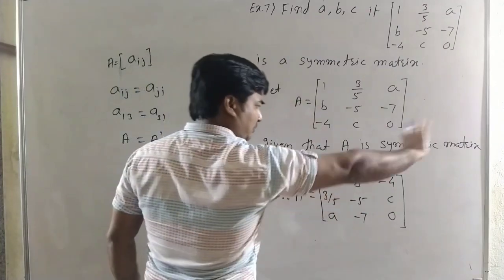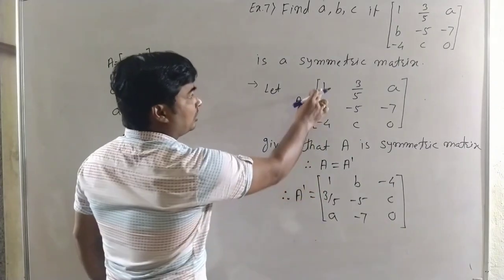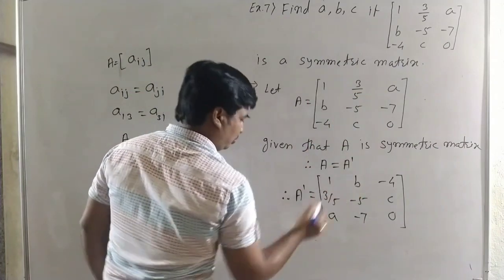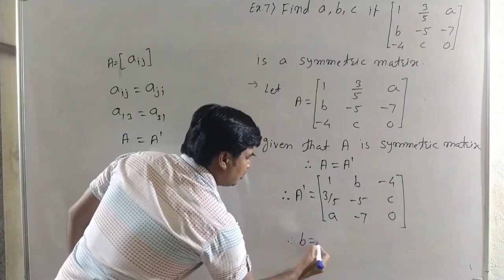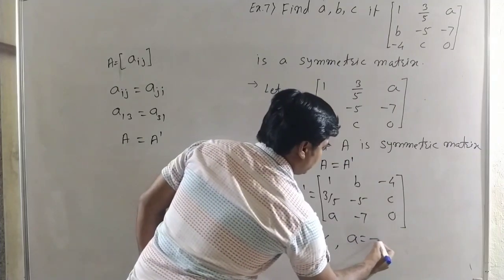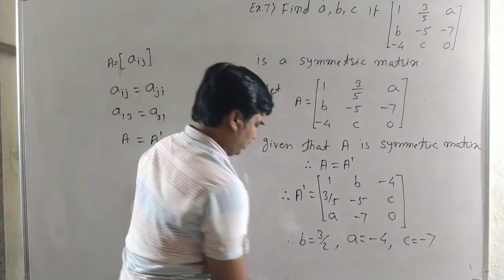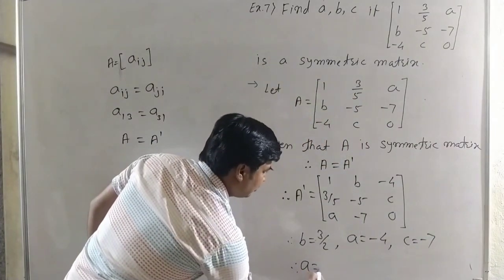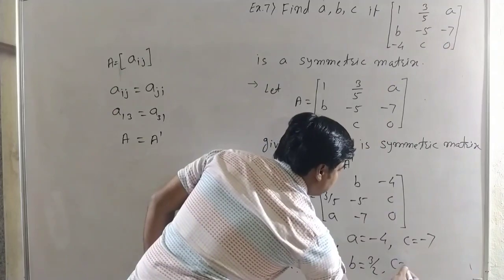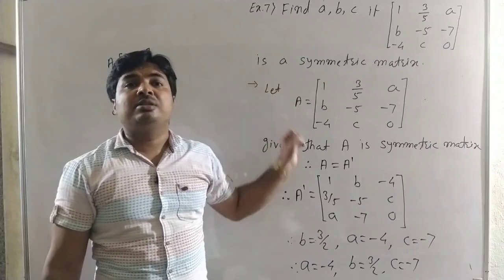Here we can write it in one line. A and A dash are equal, therefore the corresponding elements are equal. Therefore 1 is equal to 1. Then 3/2 is equal to B, so B is equal to 3/2. Then A is equal to -4 and C is equal to -7. We can write in sequence A is equal to -4, B is equal to 3/2 and C is equal to -7 are the values of A, B and C if this matrix is a symmetric matrix.